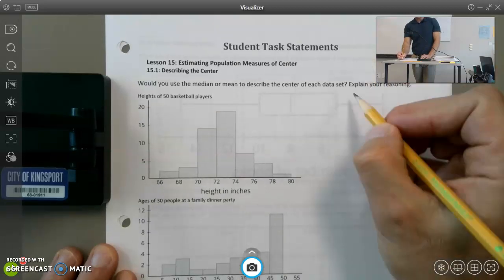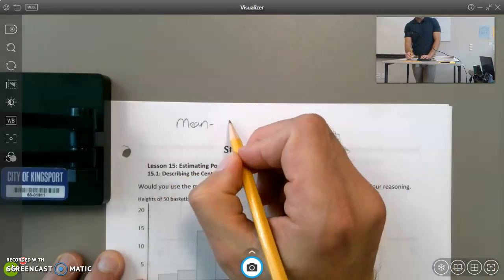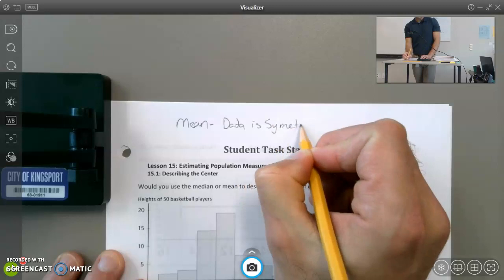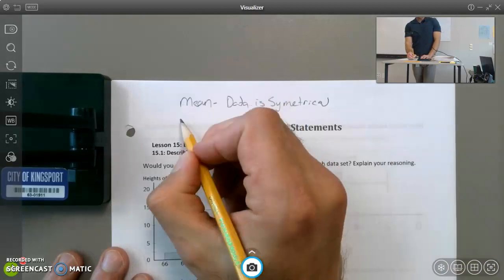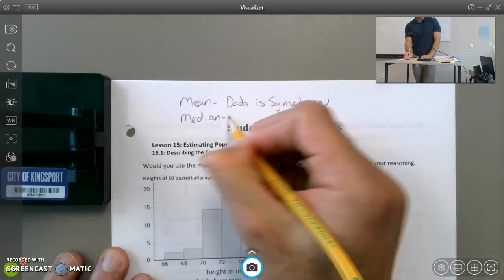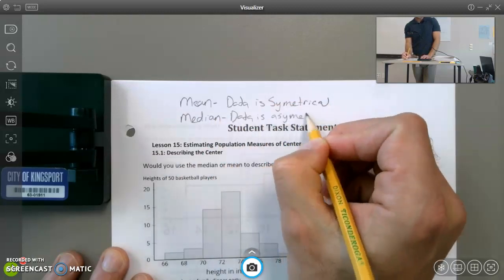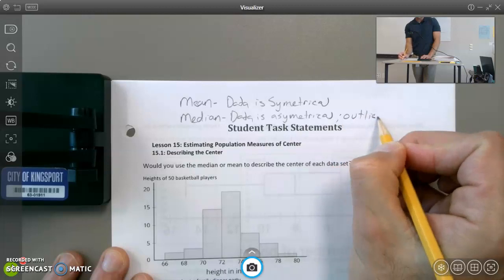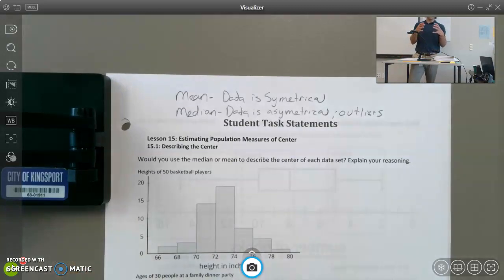First of all, it is appropriate to use the mean when our data would be symmetrical, or reasonably symmetrical. It would be appropriate to use the median when the data is asymmetrical, especially if it has outliers. And remember, outliers are points that lie far away from the data. Unlike other points that are mostly concentrated within some range, an outlier is going to lie far away from the rest of those points.